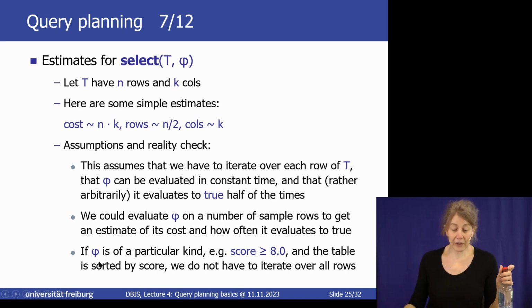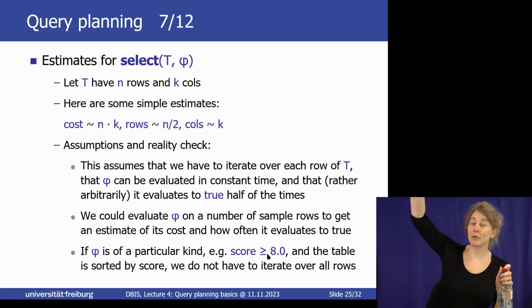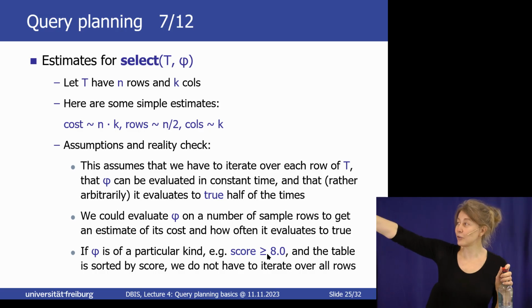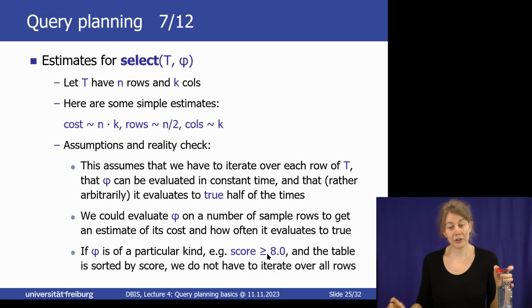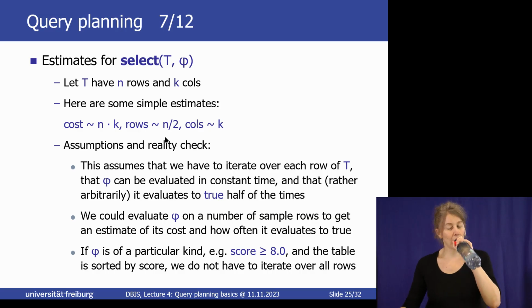Here's another thing. If this is of a particular kind, for example score greater equals 0, and my table is sorted by score, then I could even compute it, right? One binary search. I see here the scores 0 or larger, and then I can just compute it. So for good cost estimates, one can do a lot of simple stuff, clever stuff, and so on.